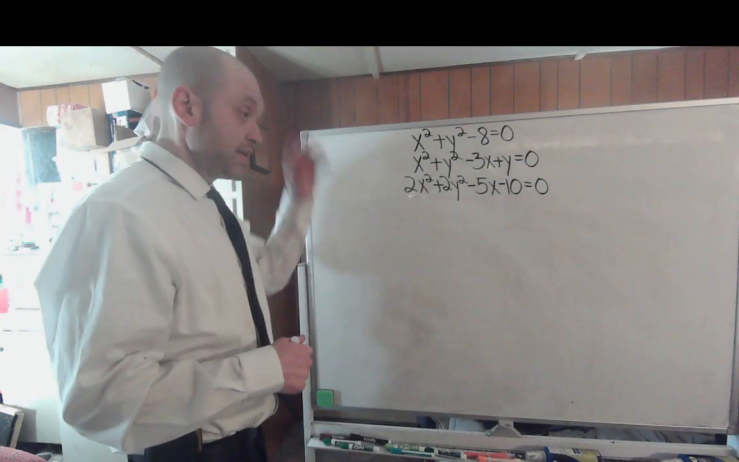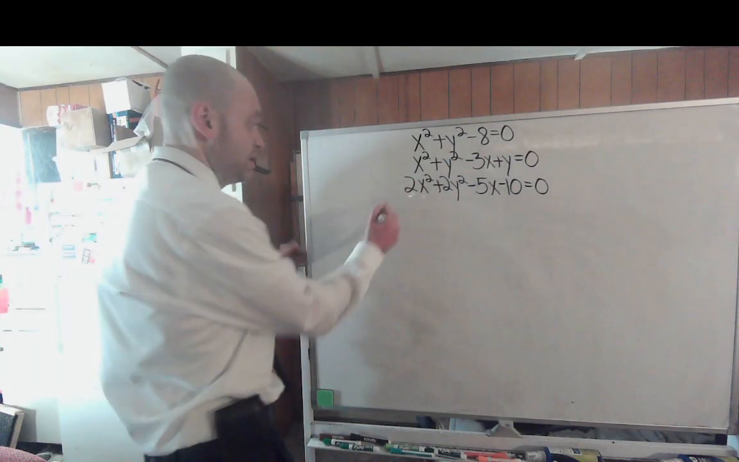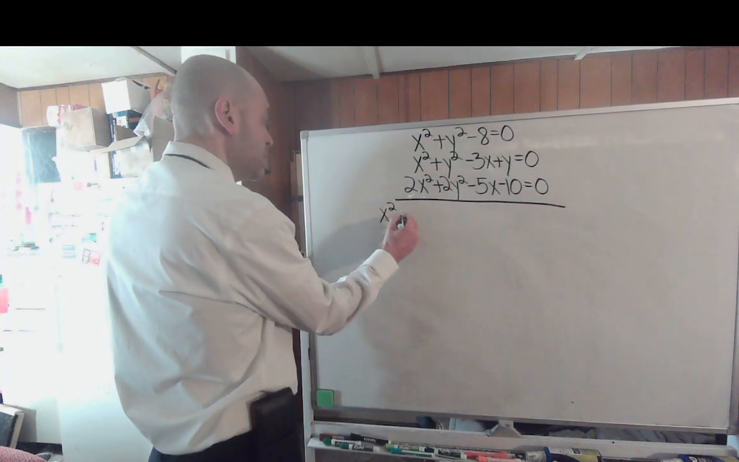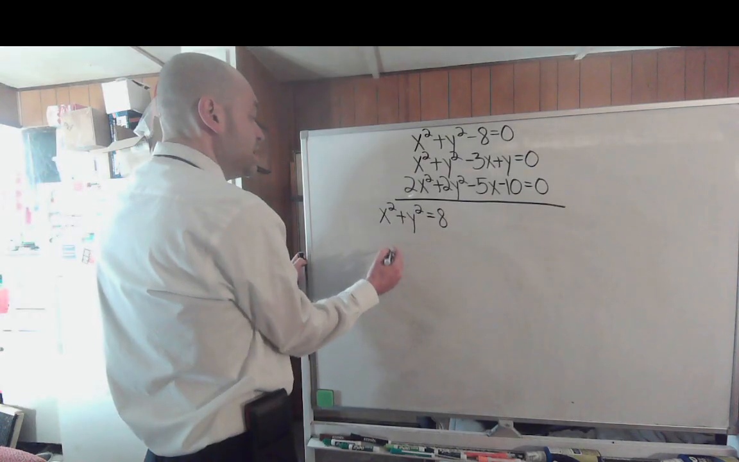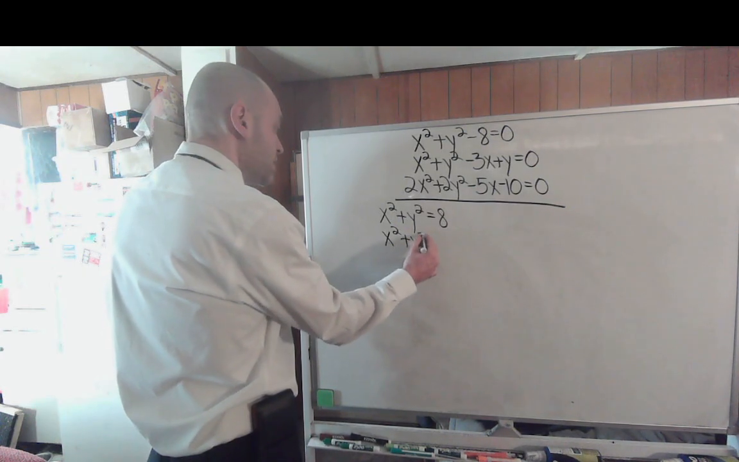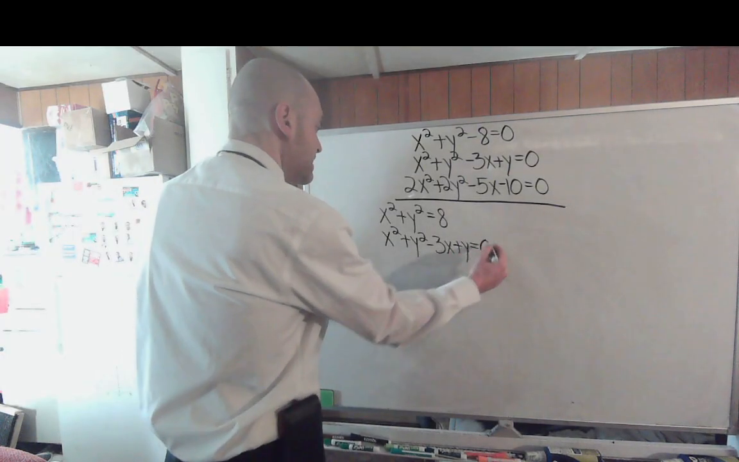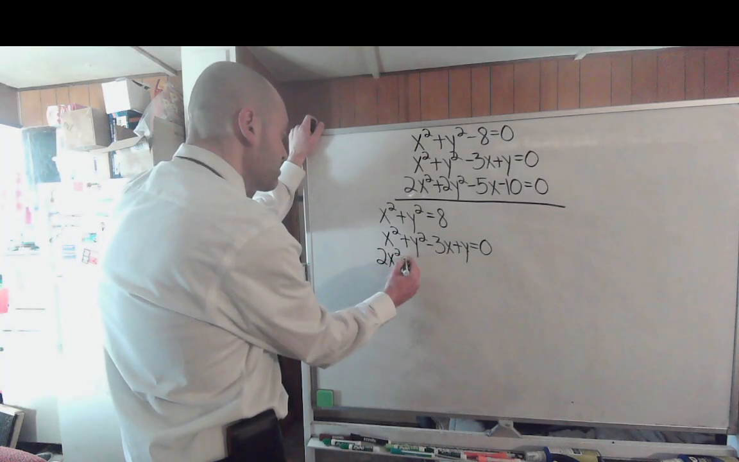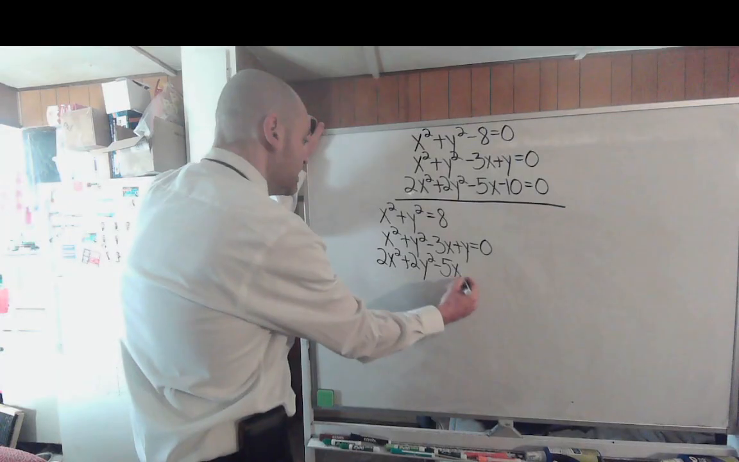So, like the last one, I'm going to recommend you get rid of any constant terms out of the left-hand side and move them over to the right. So this would turn into x squared plus y squared equals 8. Then this would turn into x squared plus y squared minus 3x plus y equals 0. That second one hasn't changed. Then you'll have the third equation of 2x squared plus 2y squared minus 5x equals 10.